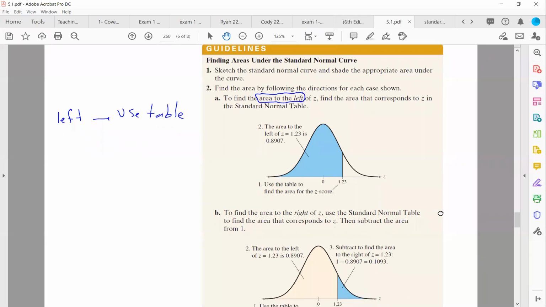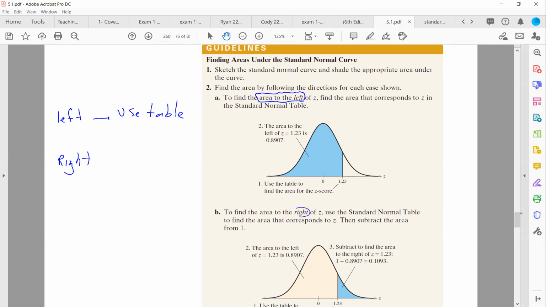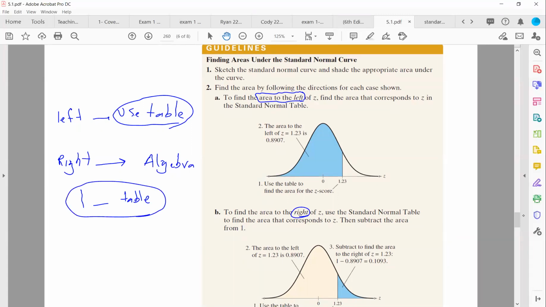If the question says to the right, the keyword is to the right, then you have to do a little bit of algebra. The outcome is 1 minus the table. So to the left, you only need to use the table. That's enough. No algebra. To the right, you have to do a little bit of algebra: 1 minus the number that you found from the table.